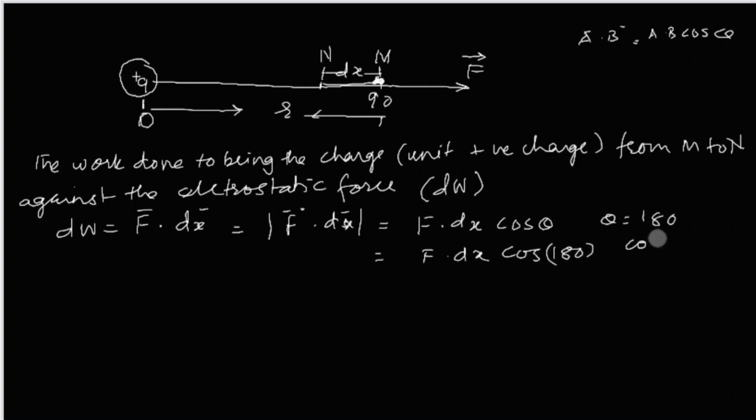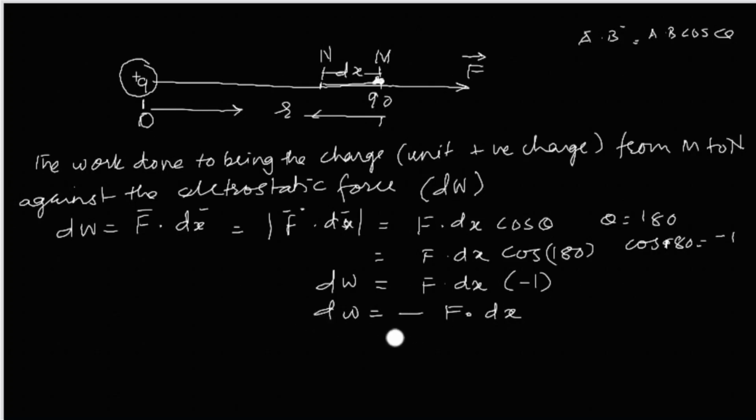Cos 180 is equal to minus 1. So we will write here F into dx into minus 1, isn't it? So cos 180 is equal to minus 1, and this is the value of dW, the work done. So now we can write dW is equal to minus 1 multiplied with F dx, so it will be minus F dx.